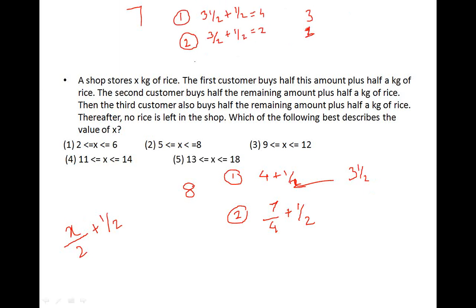The third customer would buy 1/2 plus 1/2, that is 1 kg. Remaining would be 0. And this is how you reach the answer. Yes, Ankita, if you take 5, definitely the answer would be negative, which is not possible. The third customer will not be able to buy. Right? So these kind of questions have to be approached via this method.